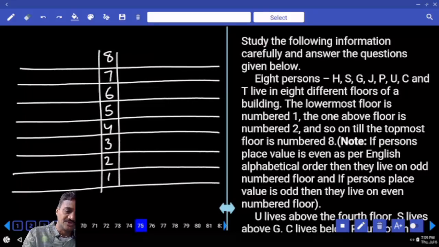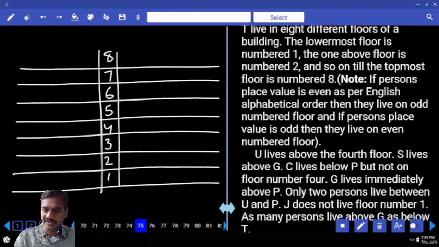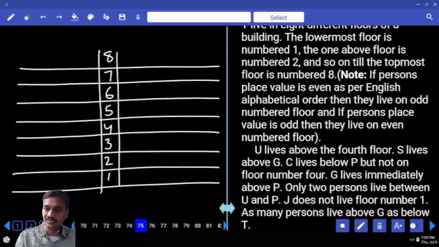Eight persons live on these 8 different floors. The lowermost is floor number 1 and so on. And here is one more piece of information: a person's place value means the alphabetical order. A is 1, B is 2, C is 3.